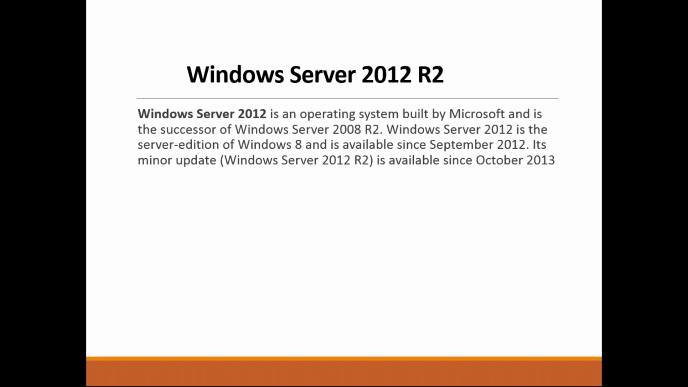Windows Server 2012 is the server edition of Windows 8 and is available since September 2012. Its minor update is 2012 R2, which is available again from October 2013. So release 2 comes with only 64-bit. In the 2012 server edition you can get only 64-bit.